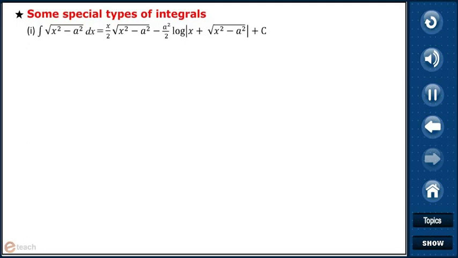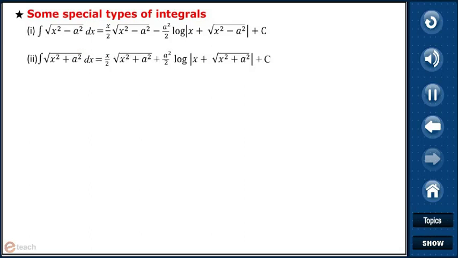Number 1. Integration root over x square minus a square dx equals x by 2 into root over x square minus a square minus a square by 2 log of mod of x plus root over x square minus a square plus c. Number 2. Integration root over x square plus a square dx equals x by 2 into root over x square plus a square plus a square by 2 log of mod of x plus root over x square plus a square plus c.